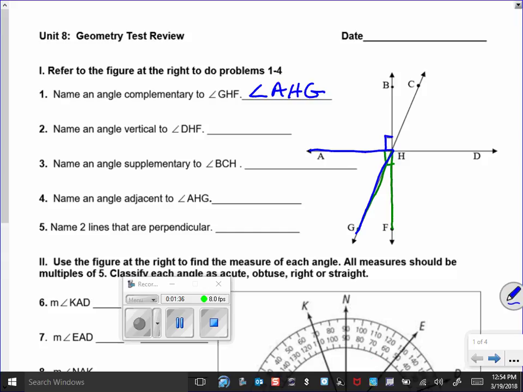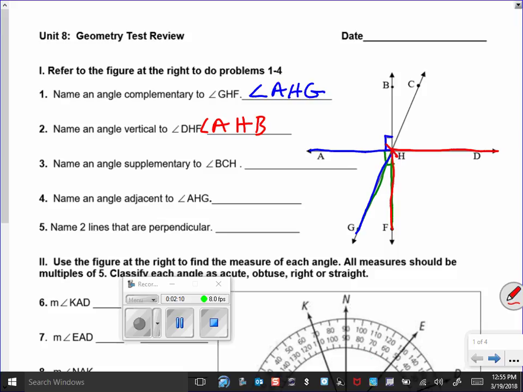All right, vertical angle. Remember, vertical angles are angles that go through the vertex, right? So if we're looking for angle DHF, DHF is going to be here. I'll use red for that one. DHF. We're going to go through the vertex and we'll end up over here. So we'll be at AHB. Angle AHB.